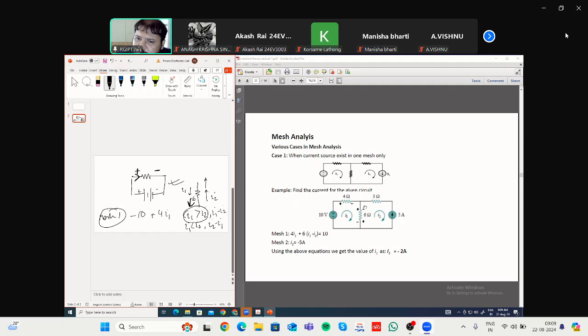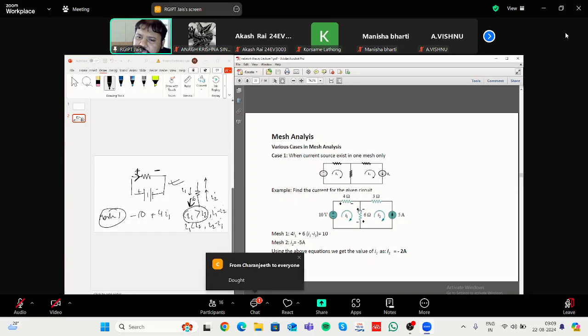Forget about this side. It is written for mesh 2. This side's plus and minus is written for mesh 1. So current will be flowing from top to bottom, entering from this side and leaving this side. As a result, this will be plus, this will be minus.